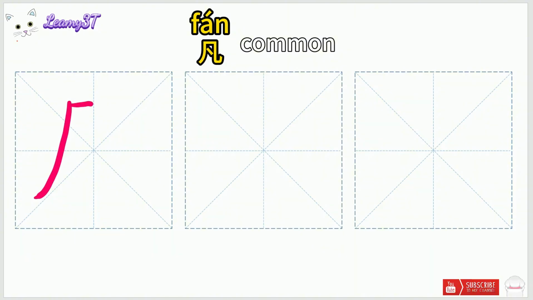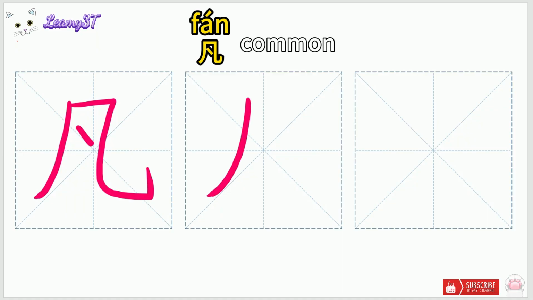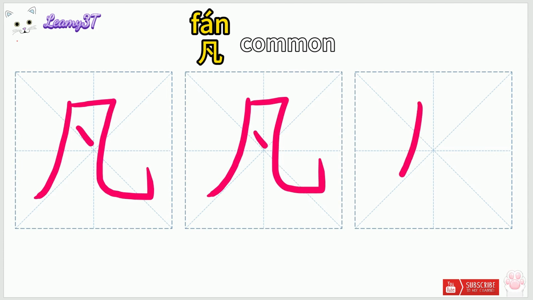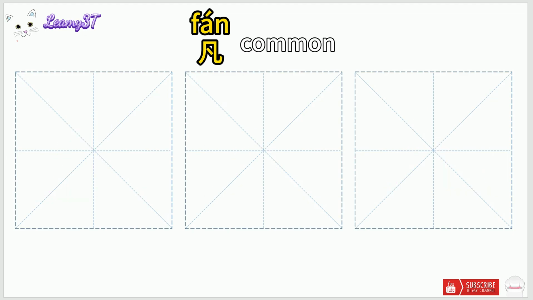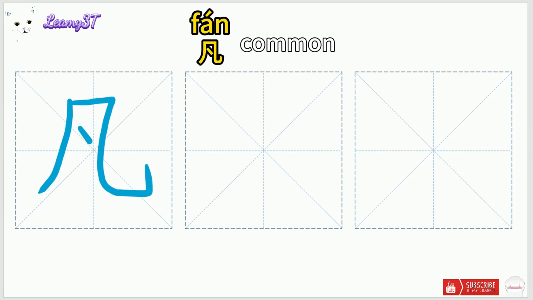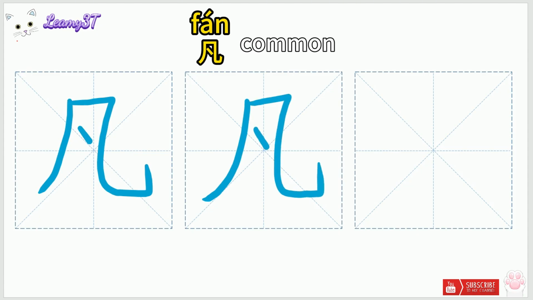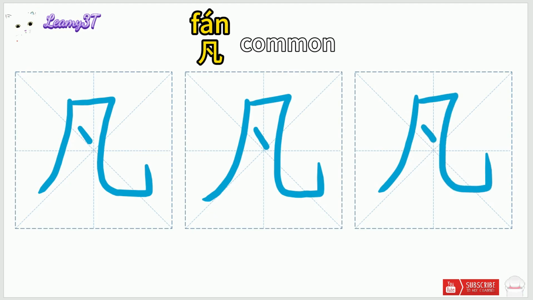撇, 横折弯钩, 点. This word is 繁, which can mean common.